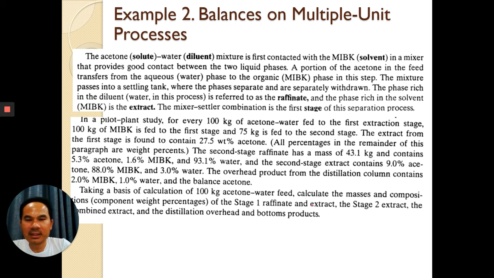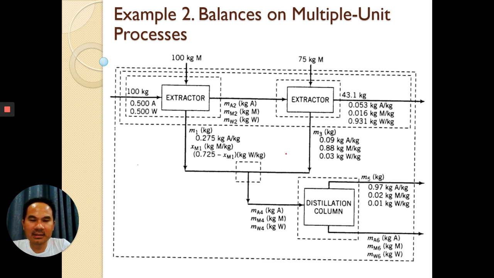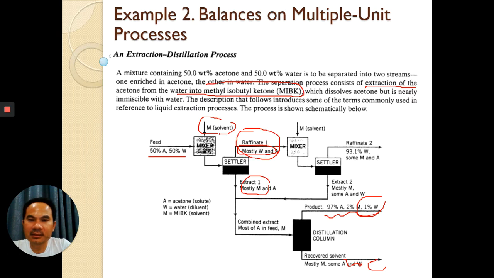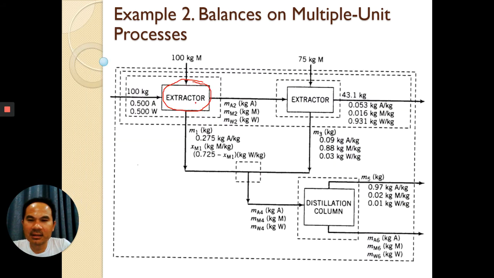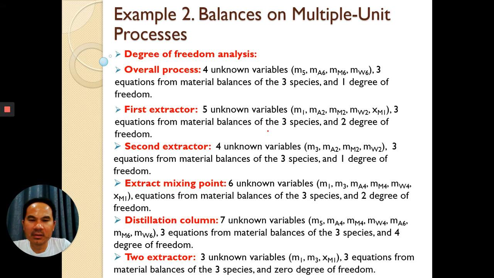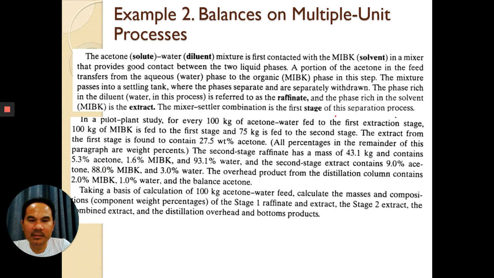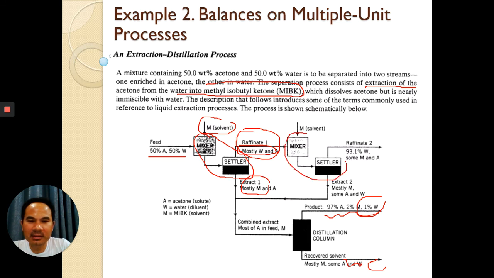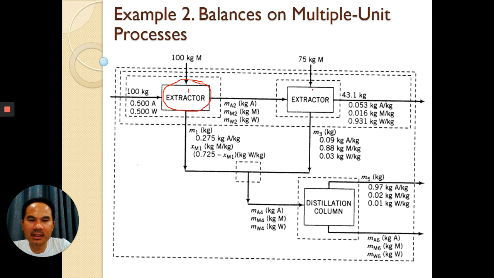Did it show you the problem statement? You can read it and summarize it. For the first extractor, this includes mixing and settling. We combine the mixer and settler as extractor 1. And we also combine another mixer and settler. This is extractor 2.